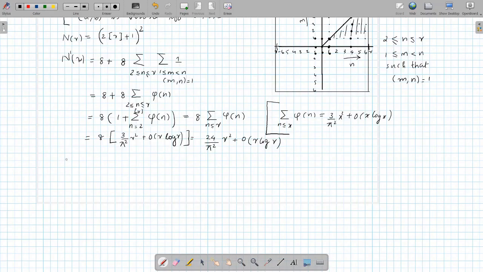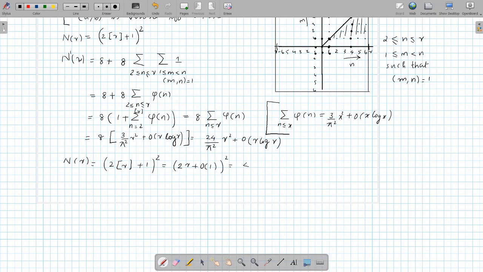Now we consider this n of r again. N of r gives 2 times integral part of r plus 1 whole square. So this can be written as 2 times r plus O of 1, because the integral part of r can be written as r minus fractional part of r, and fractional part of r is again O of 1. So this can be written as 2r plus O of 1 whole square.